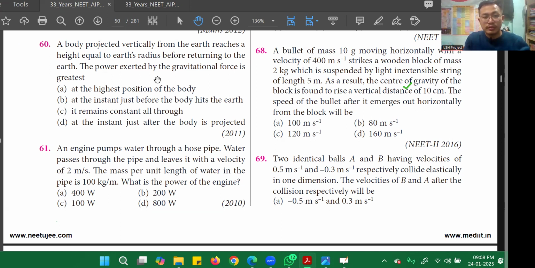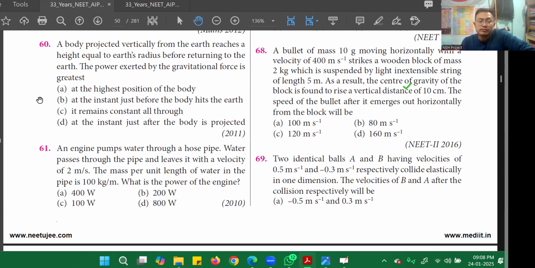A body projected vertically from the earth reaches a height equal to earth's radius before returning to the earth. The power exerted by the gravitational force is greatest at the highest position of the body, at the instant just before the body hits the earth, or it remains constant all throughout, or at the instant just after the body is projected.